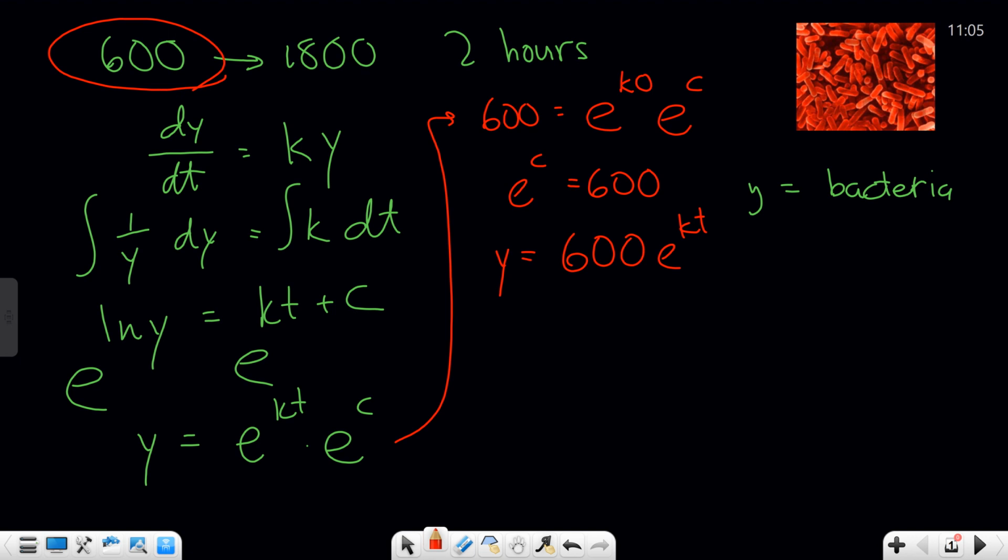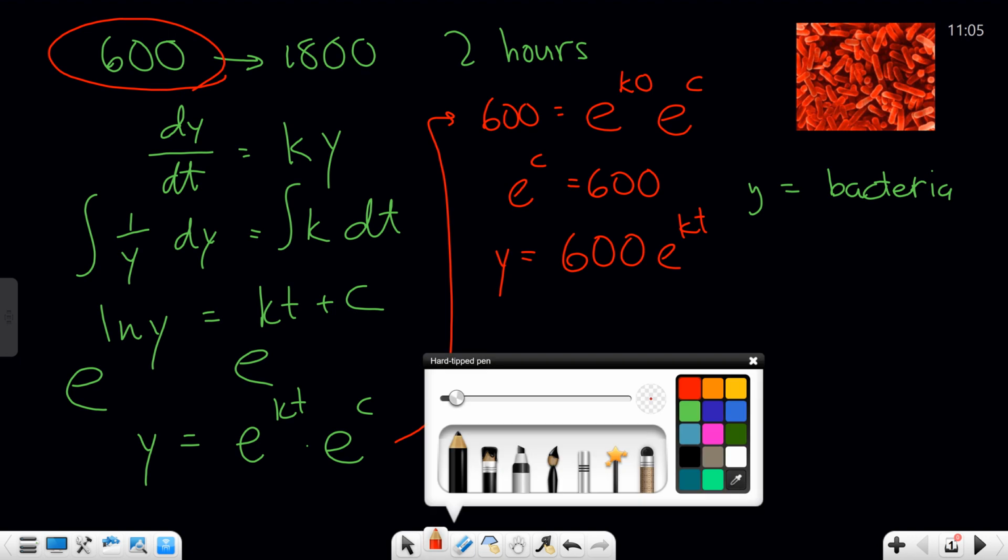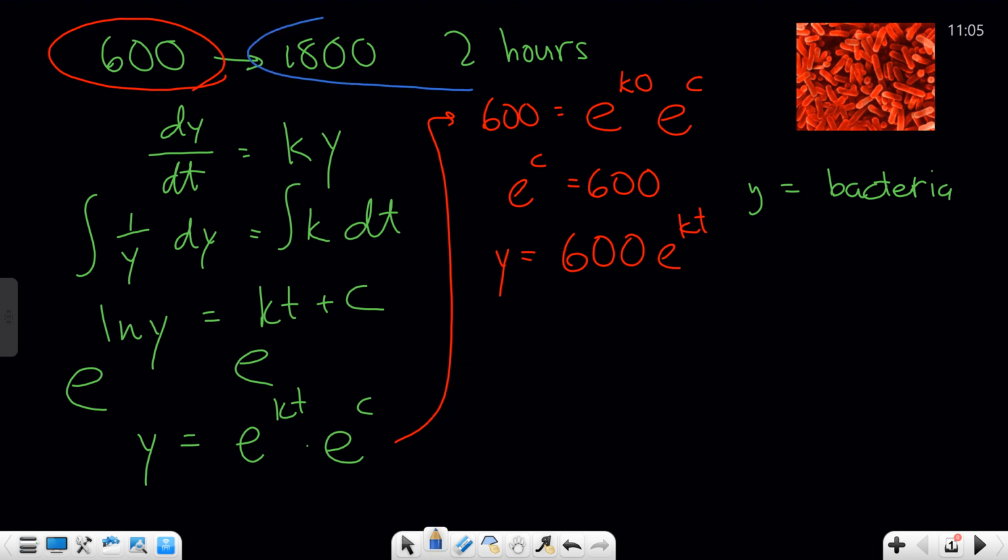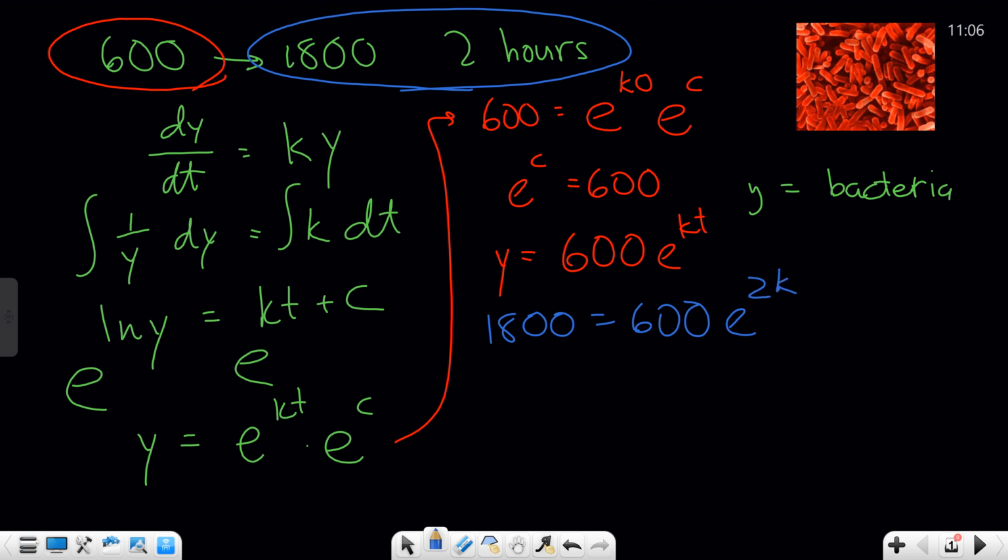The other data. Beautiful. Can you be more specific? Yeah. When t equals 2, y equals 1800. You're going to need your calculators, by the way. These numbers get ugly.